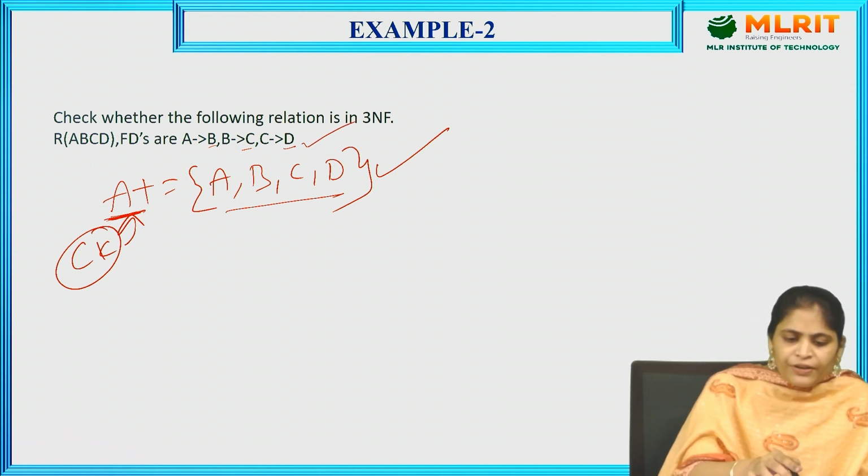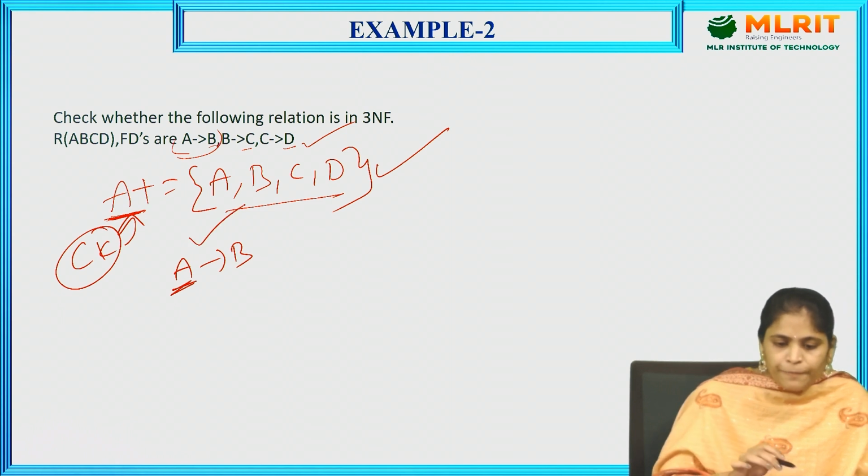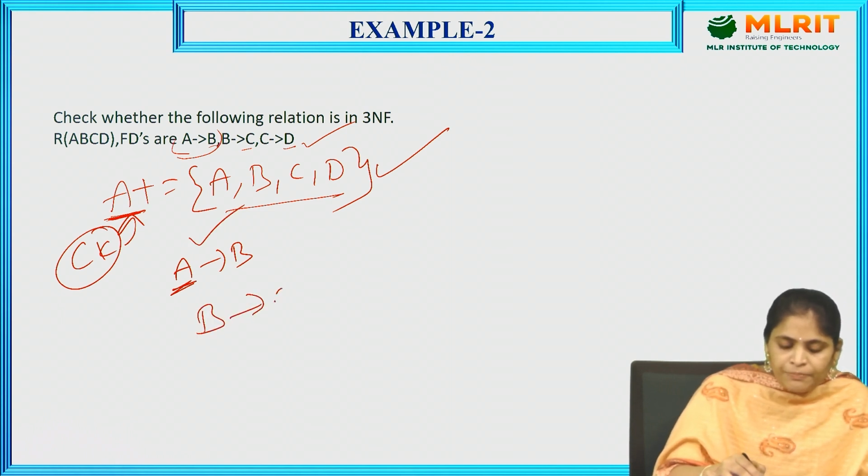So what are the given FDs here? First FD, A tends to B. Here, A is a candidate key. Yes, the first FD is valid. And then B tends to C.